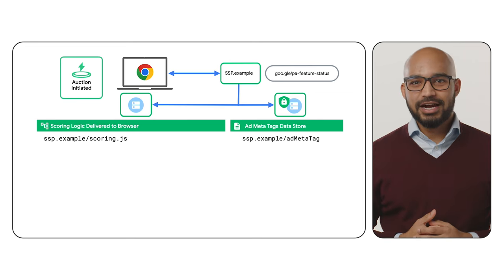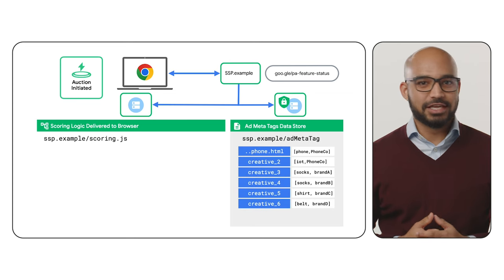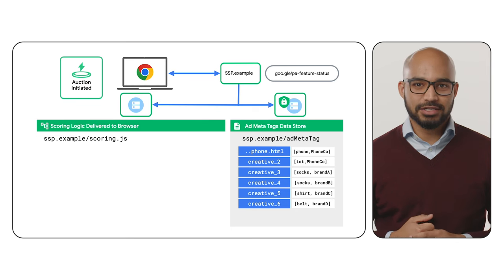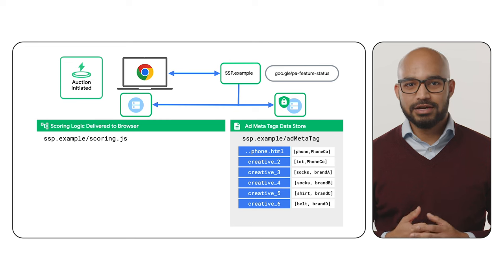Now, in the ads metadata store, this is simply a key value store. It's common for SSPs to scan creatives before allowing them to render. They review for malware and also categorize based on content, things like product category and brand.